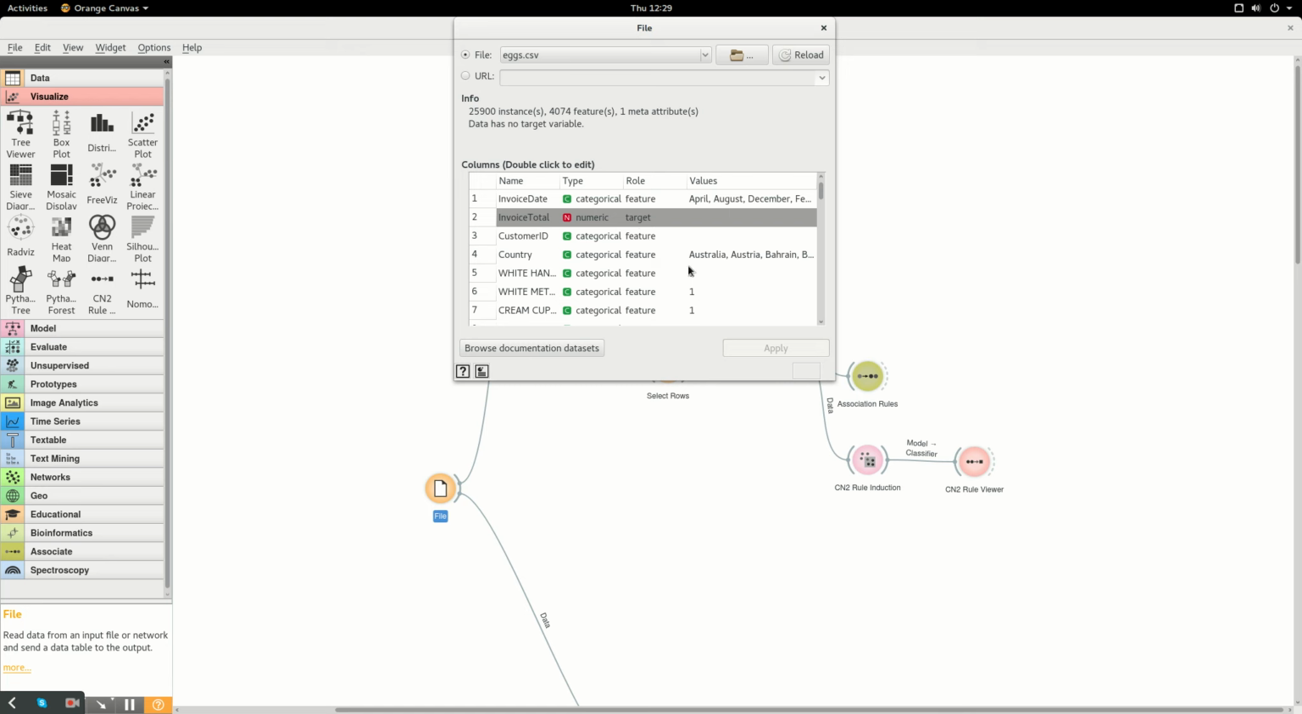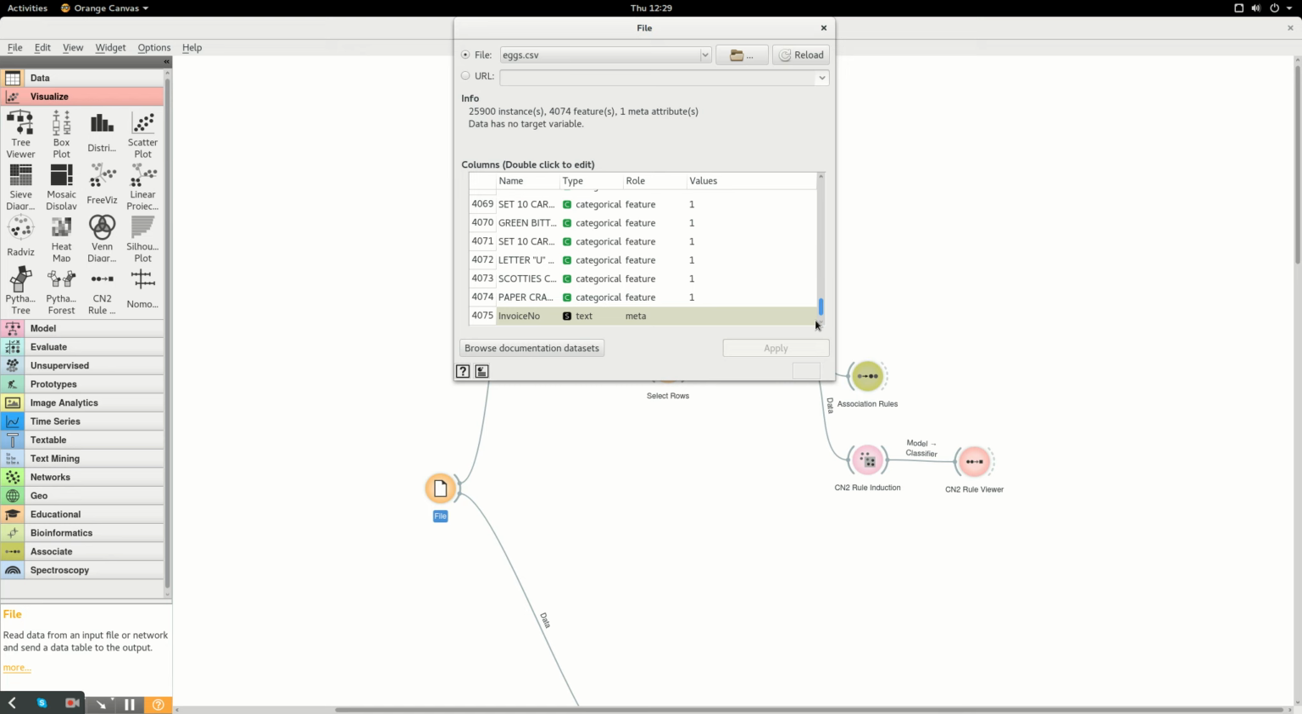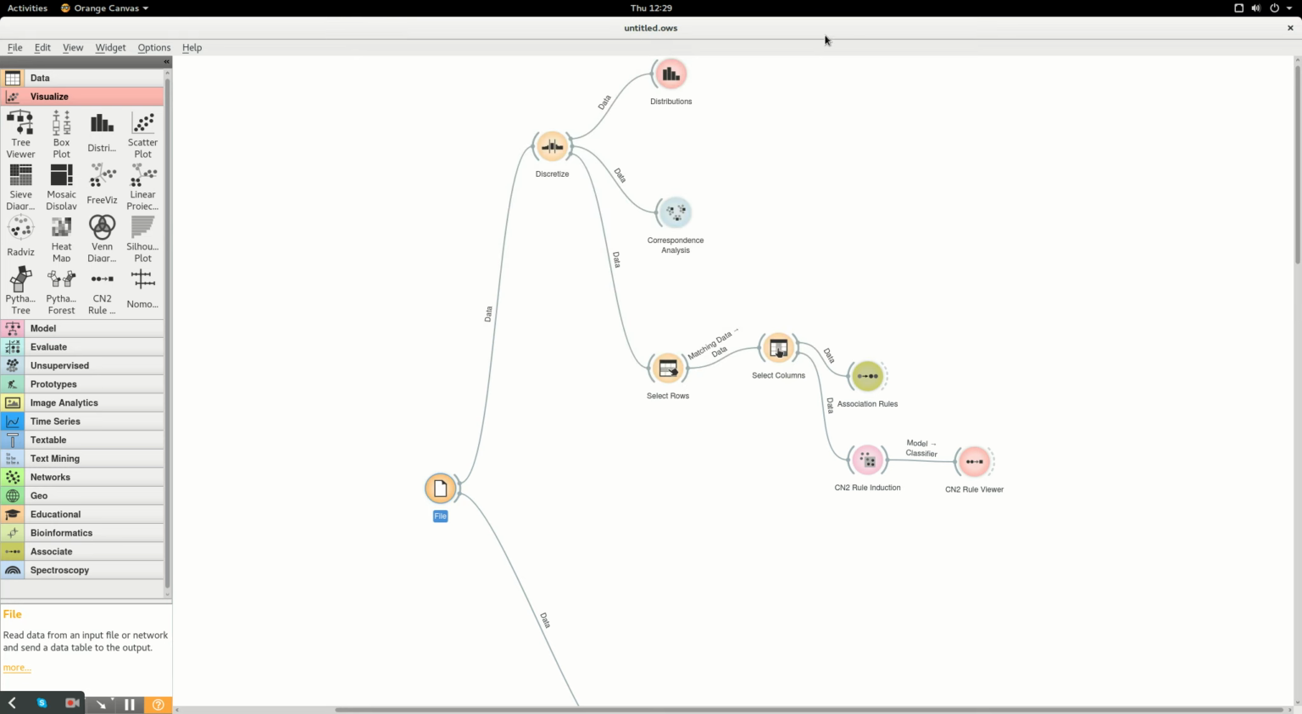We have customer ID, a country, which is any one of quite a number actually. The items, which is, as we explained before, either absent if they are not part of the invoice, or have a value of 1 if they are part of the invoice. And down at the very bottom we have just the invoice number, which we are not going to consider for now.